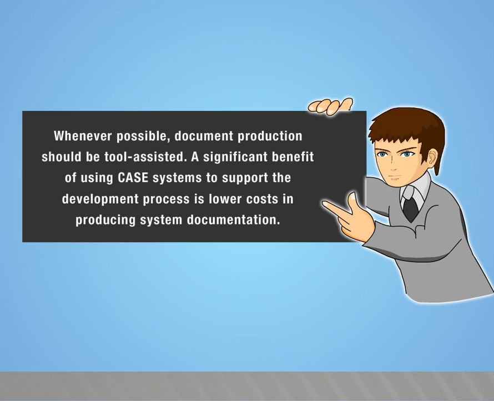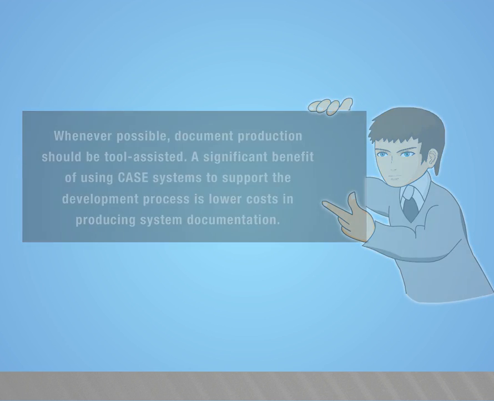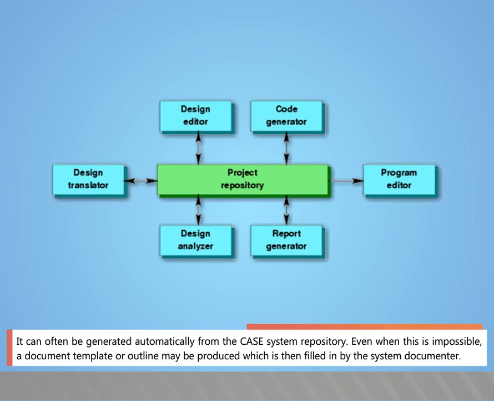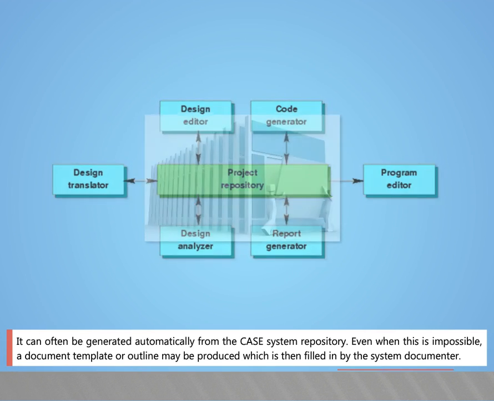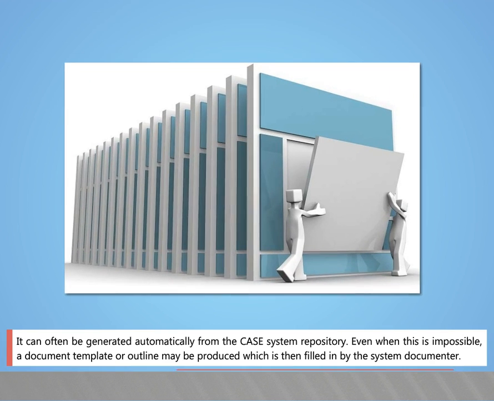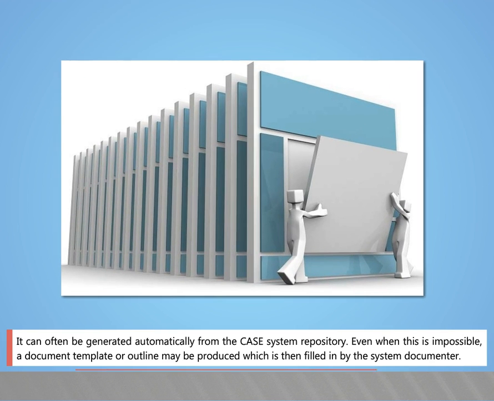Whenever possible, document production should be tool-assisted. A significant benefit of using CASE systems to support the development process is lower cost in producing system documentation. It can often be generated automatically from the CASE system repository. Even when this is impossible, a document template or outline may be produced, which is then filled in by the system documenter.